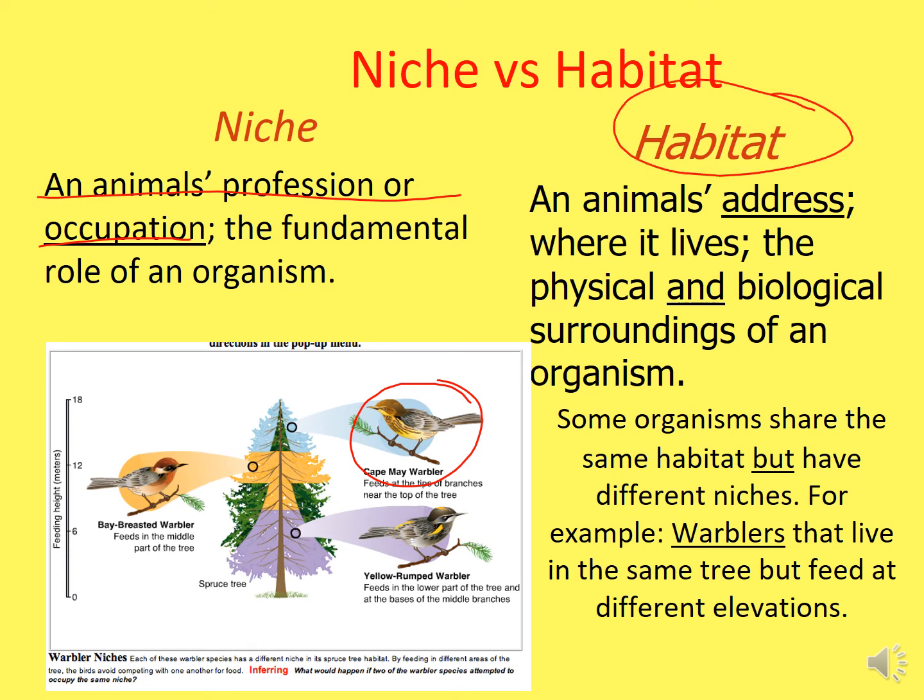Now the habitat is where an animal lives, or the address, right? So it's the physical and biological surroundings around the organisms. Some organisms share the habitat, but they have different niches. So again, warblers that live in the same tree, as you see in this picture, they all live in the same tree, right? But they feed at different elevations. So you can have this part of the tree, this part of the tree, this part of the tree. If you see somebody coming, you tweet, okay?